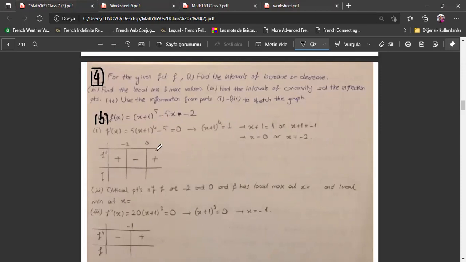So, for example, picking 1 from this interval and plugging it here, you see it's positive. So we start with plus, then negative, then positive. So f is increasing here, decreasing, and then increasing. So it has a local max and a local minimum here.